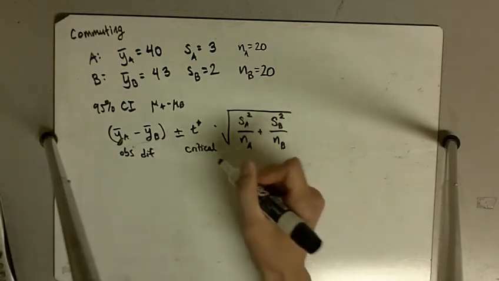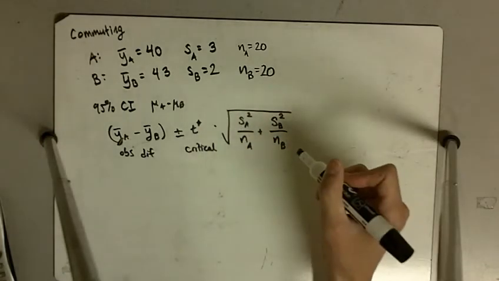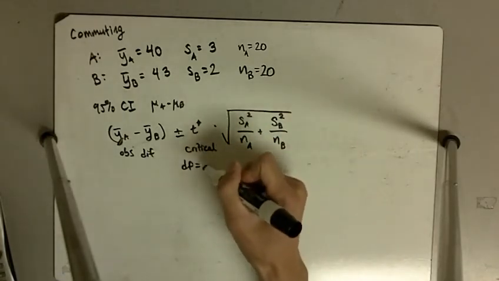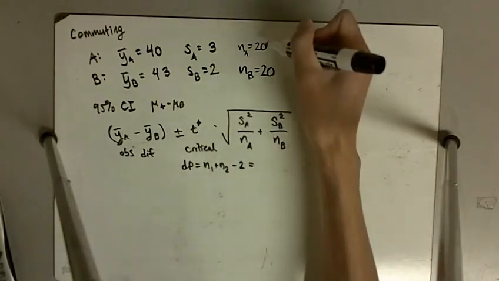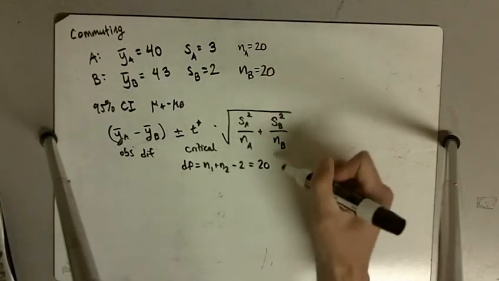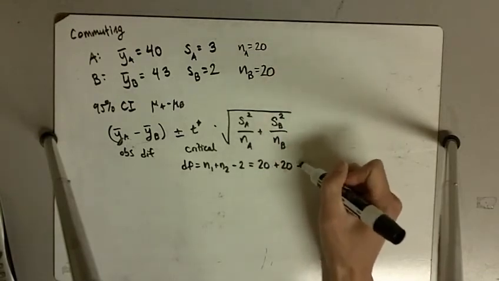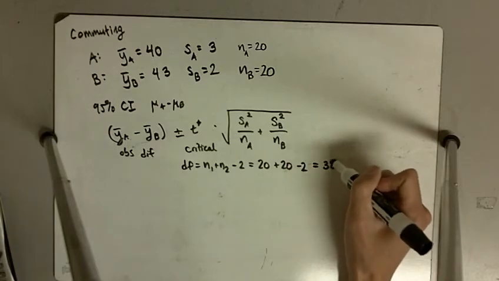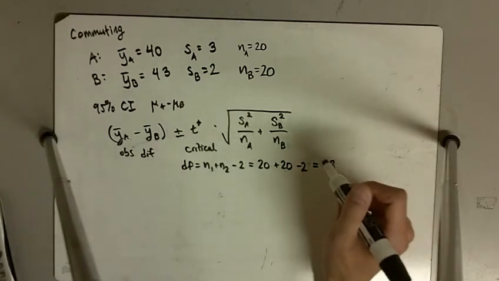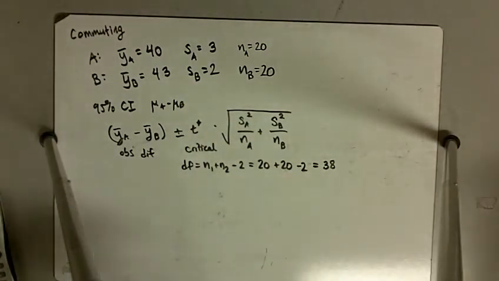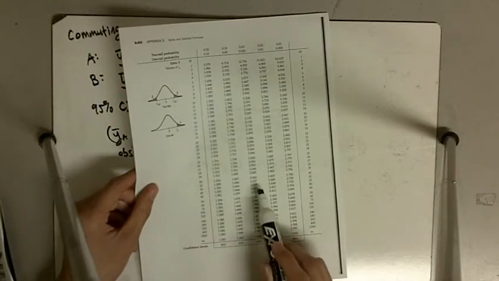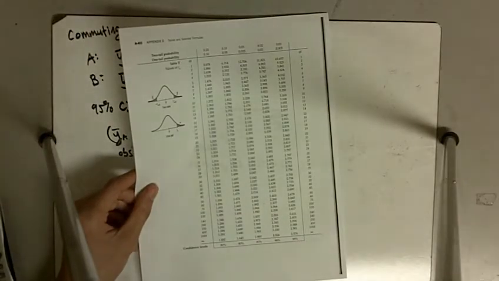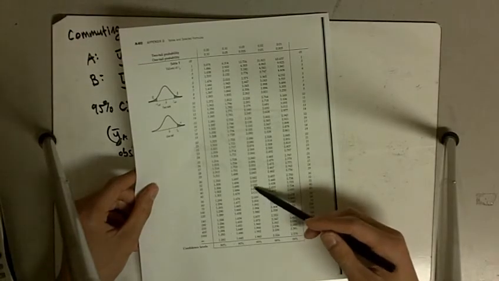All right, so our critical value, we've got to figure out what this is. In this case, we're going to use degrees of freedom equal to N1 plus N2 minus 2. So we have 20 in group A plus 20 in group B, minus 2. So that gives me 38 degrees of freedom. And we're looking for a 95% confidence interval. I don't see 38 degrees of freedom, but I've got 35 degrees of freedom. So for a 95% confidence interval and 35 degrees of freedom, my critical value is 2.030.